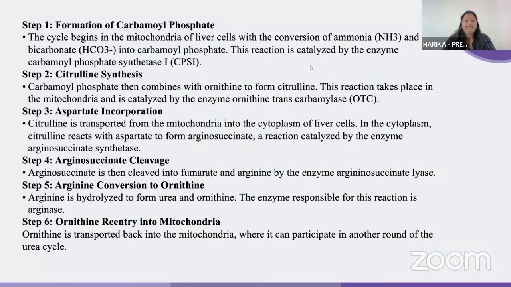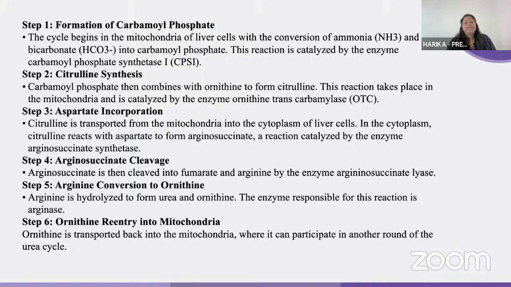So in your first step, the carbamyl phosphate formation occurs. What happens is the cycle begins in the mitochondria of our liver cells with the conversion of ammonia and bicarbonate into carbamyl phosphate. This is catalyzed by the enzyme carbamyl phosphate synthase 1, in short, CPS1.